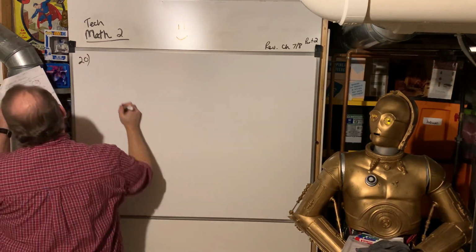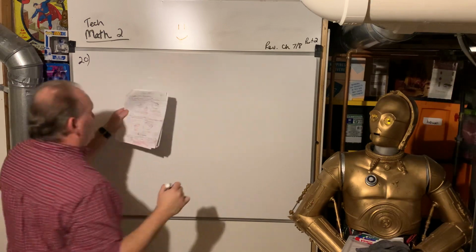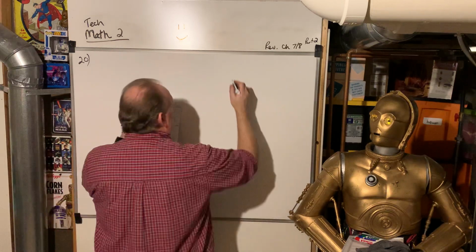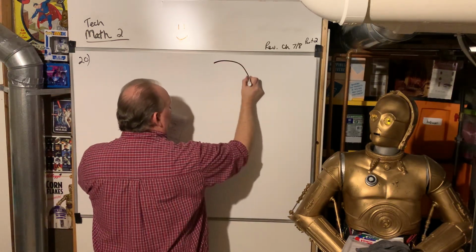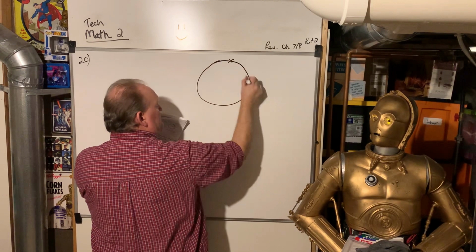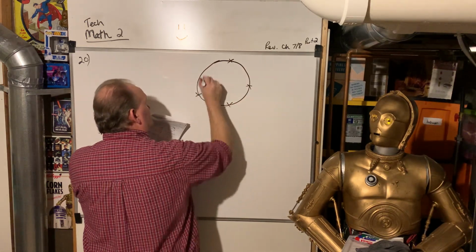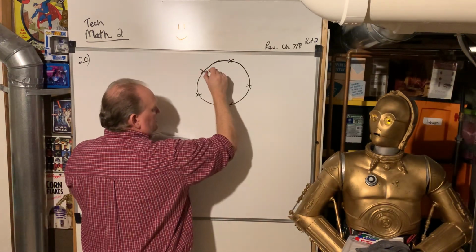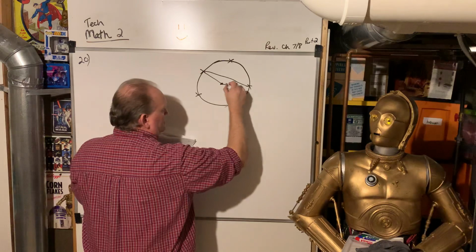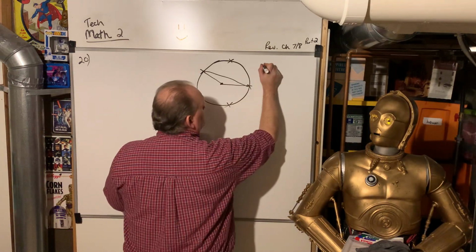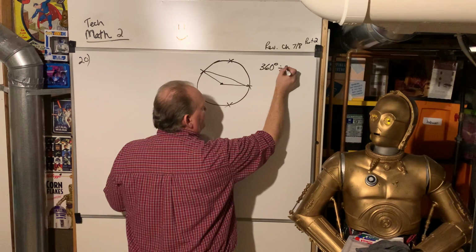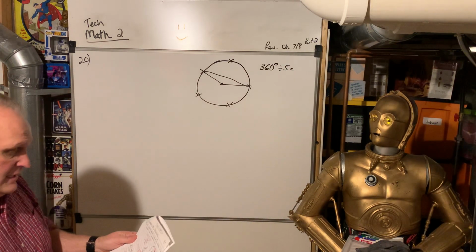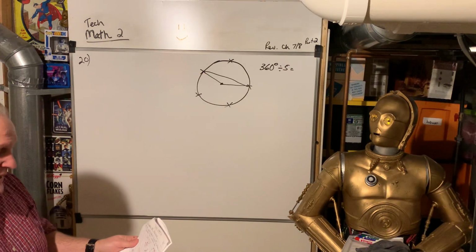Five equally spaced holes, radius is 38.9. Find the distance between alternate holes. Oh, okay. So really, same dog, different fleas, right? 5, 1, 2, 3, 4, 5. And this time they want us to find that distance. So we know 360 divided by 5 is 72 degrees each.